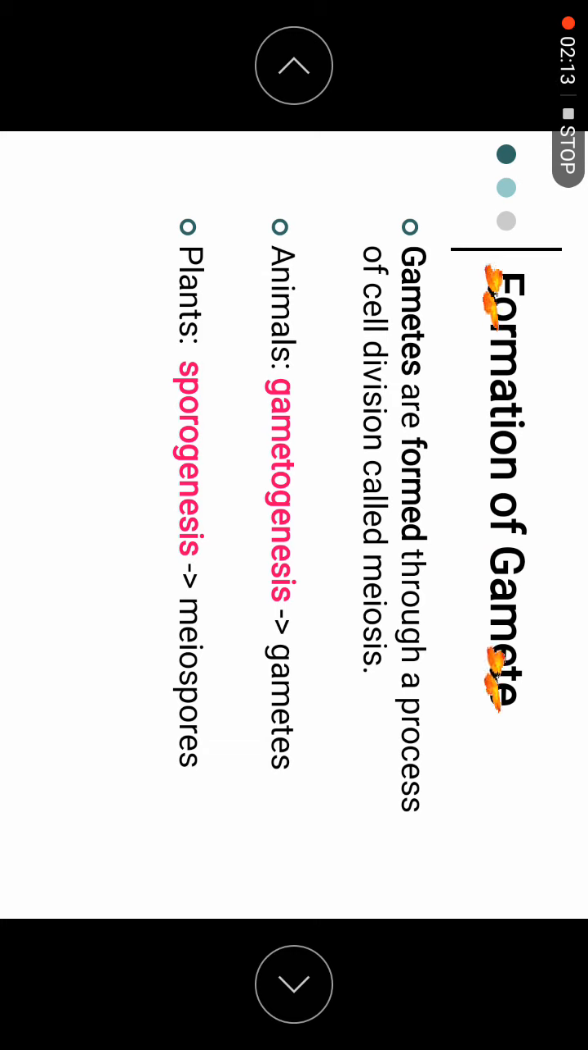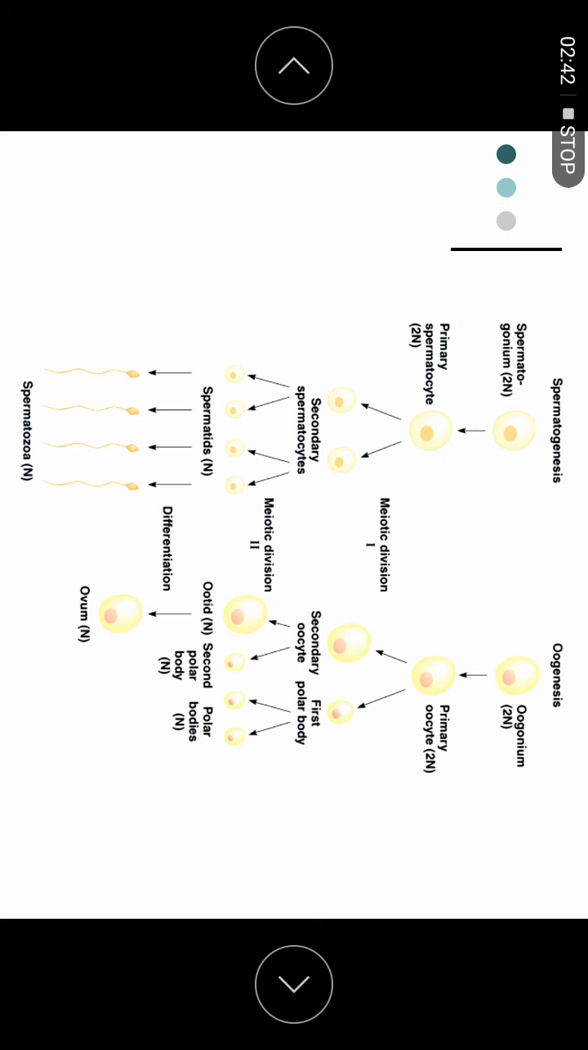So for animals, the formation of gametes is named gametogenesis. Genesis means synthesis or the formation. For plants, we use sporogenesis, which means we have to form the spore or the seed. So let us see what gametogenesis is, to form the gametes. How is it happening? For plants we will not see here. So basically, generally, this is how the process looks like.